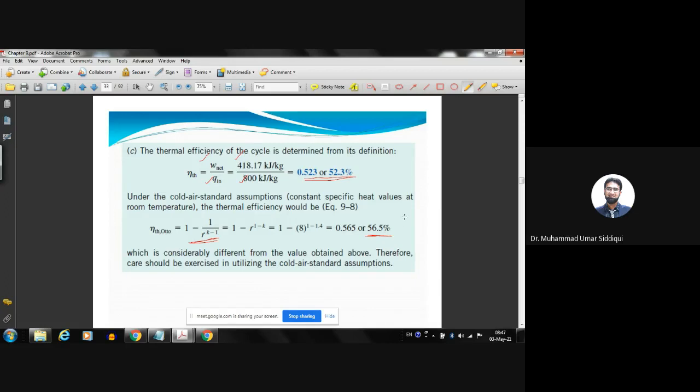But anyway, you're not going to use this methodology. This is the methodology that we are using because we are solving the problem for the case of variation of specific heat with temperature.